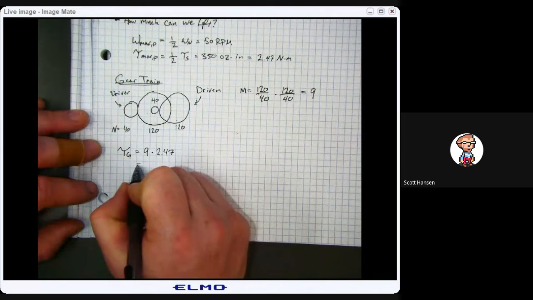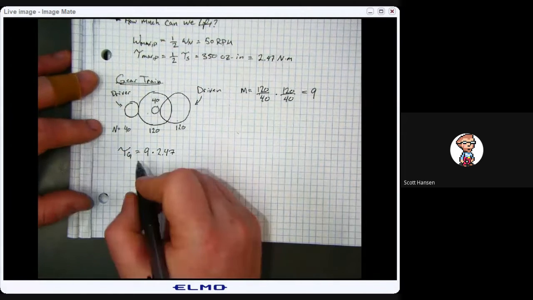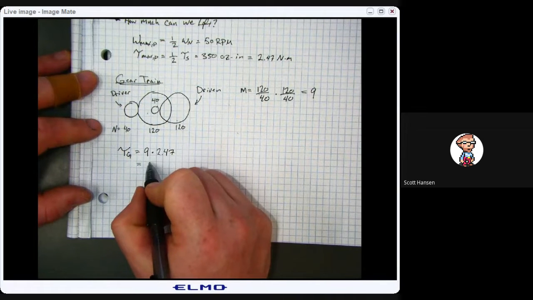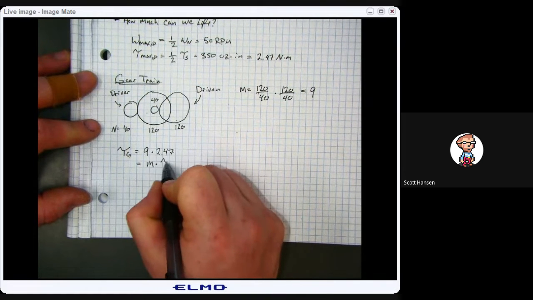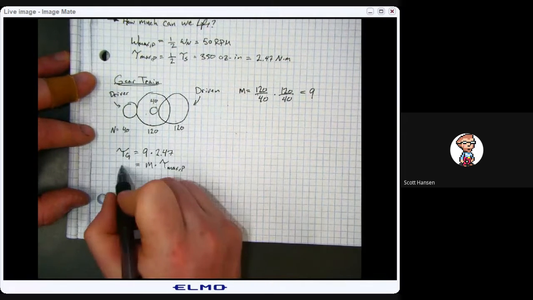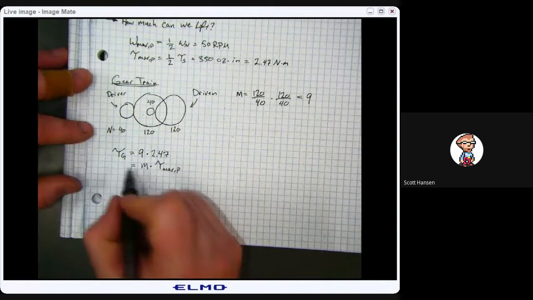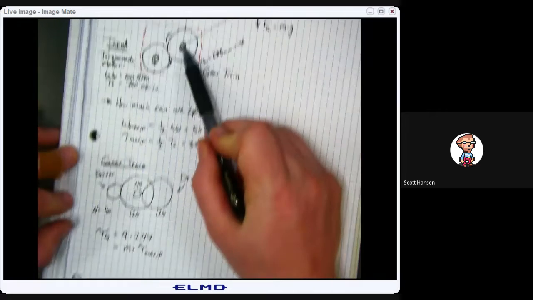But I can plug that in, figure out what that is. Or if you don't have actual values for these different numbers, let's just call that M times torque max power. So that's my equation for the torque at the output gear. And so that's the torque being supplied at this joint here.